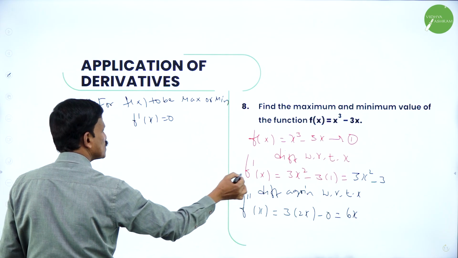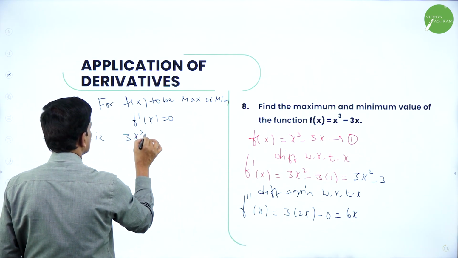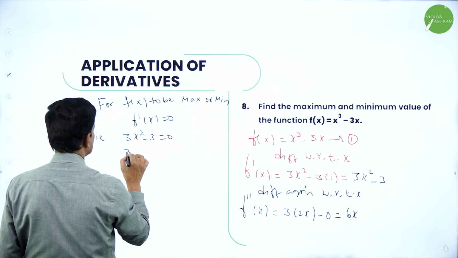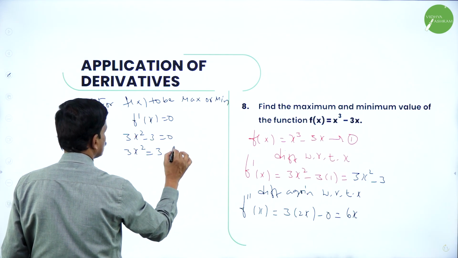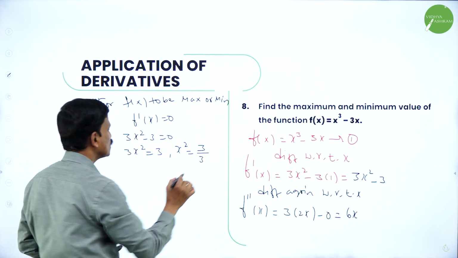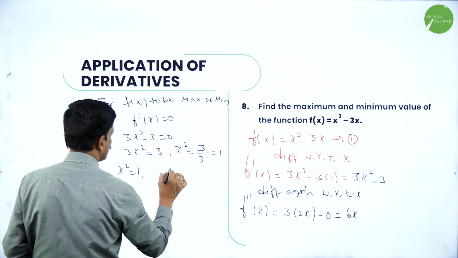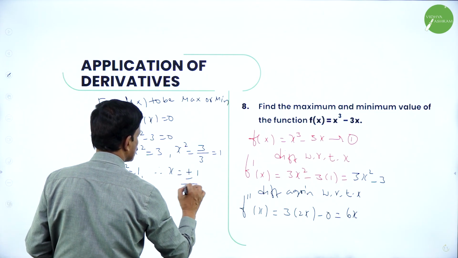That is f dash of x is equal to 0 means 3x square minus 3 is equal to 0. 3x square is equal to 3. x square is equal to 3 by 3, that's equal to 1. So x square is equal to 1 means therefore x is equal to plus or minus 1.